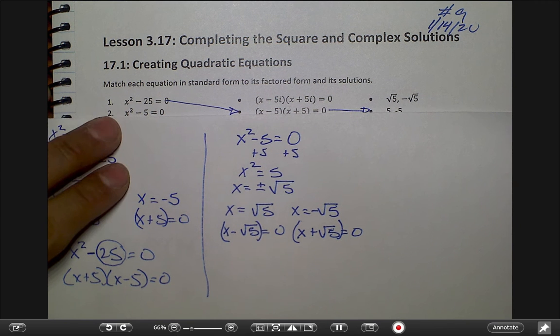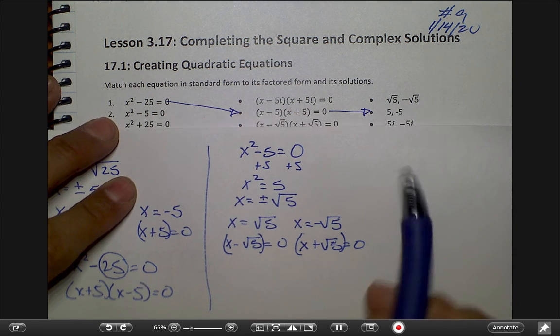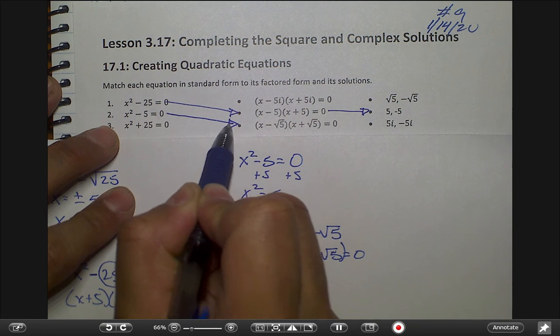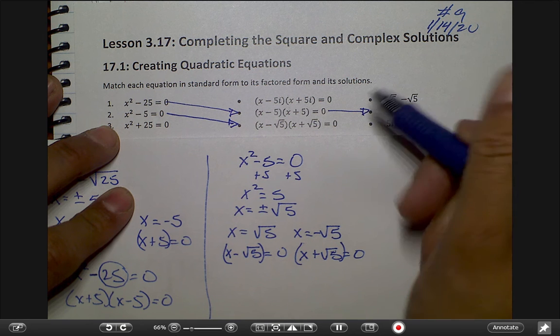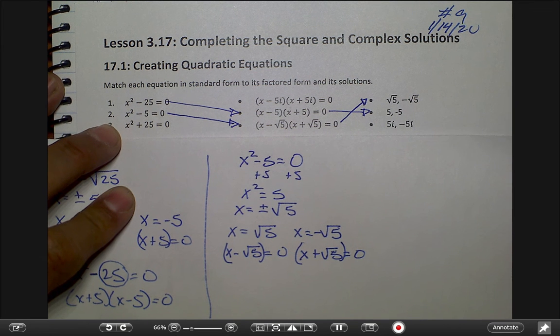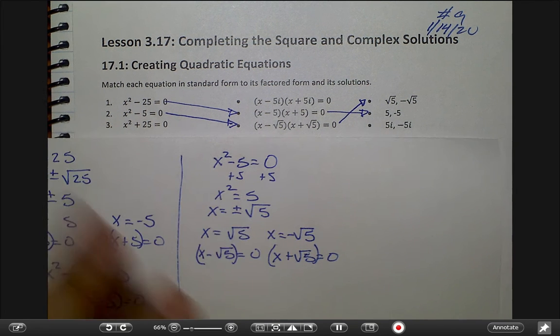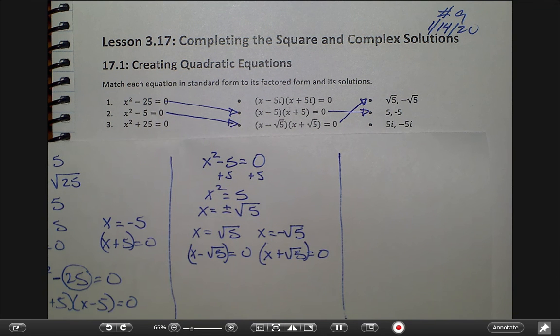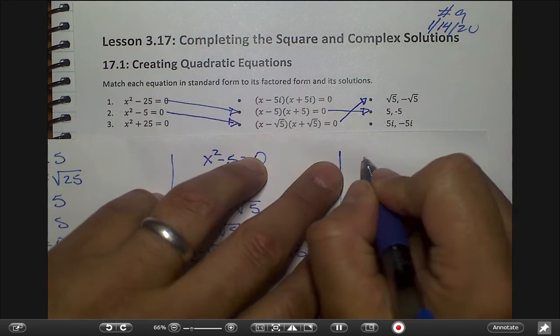So this one here goes right there, and this one goes up there. Yes, go ahead. Now for my last one, x squared plus 25.